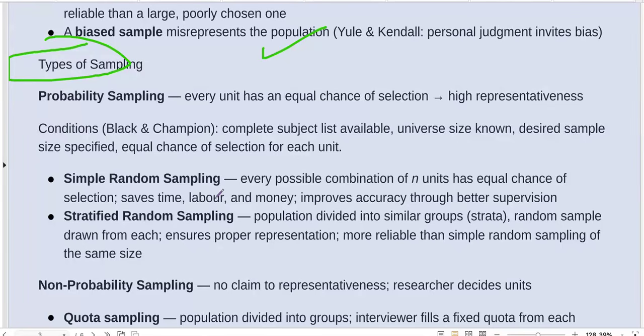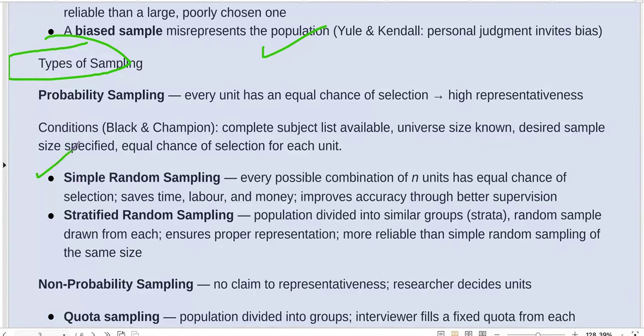I am applying some purpose, some stratification, some judgment, and not everyone has equal chance. That will be non-probability sampling. Now let's see, in probability sampling also, we have various types. It can be simple random sampling. In simple random sampling, every possible combination of the units is possible, like if I have 100 people, every possible combination is possible. Everybody has equal chance of selection. It saves time, money, and labor, and it improves accuracy through better supervision.